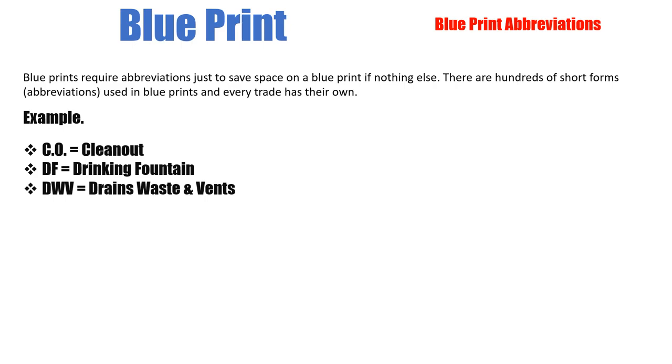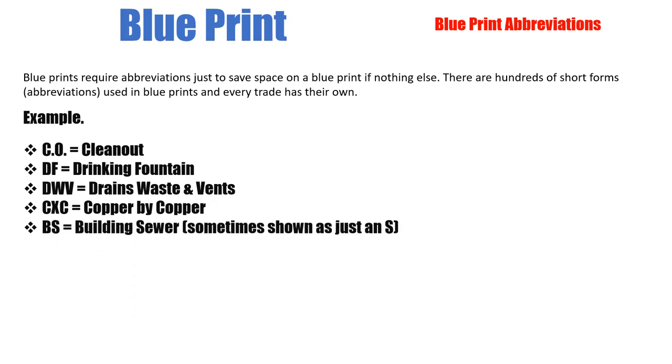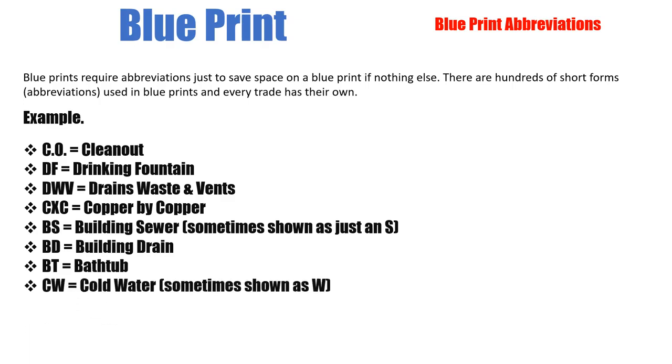DWV stands for drains, waste, and vents. CXC stands for copper by copper. BS is a building sewer, sometimes shown as just an S. BD is the building drain. BT is the bathtub. CW is cold water, which is sometimes just shown as a W. HW is the hot water. And HWH is hot water heater.